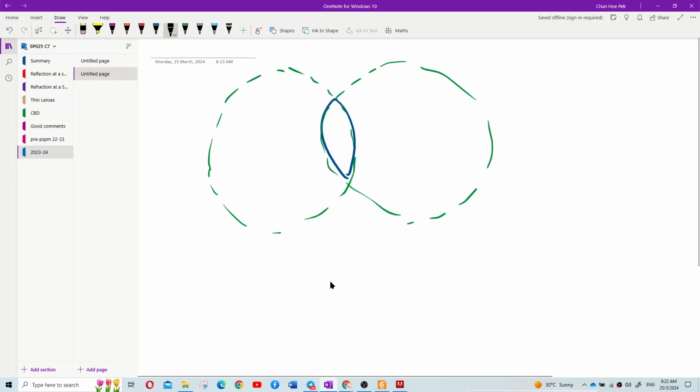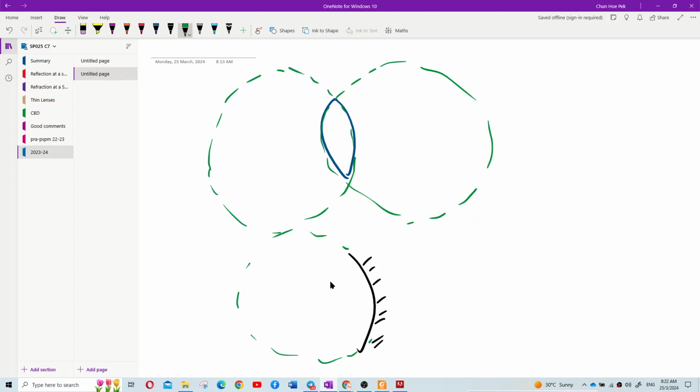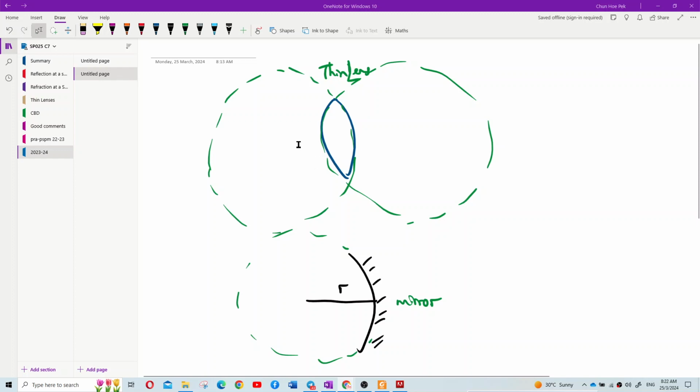Remember that we learned about mirror last week. Mirror only has one spherical surface. This is mirror, and this one is thin lens. So mirror only has one spherical surface, it only has one radius. But for thin lens, it has two spherical surfaces.